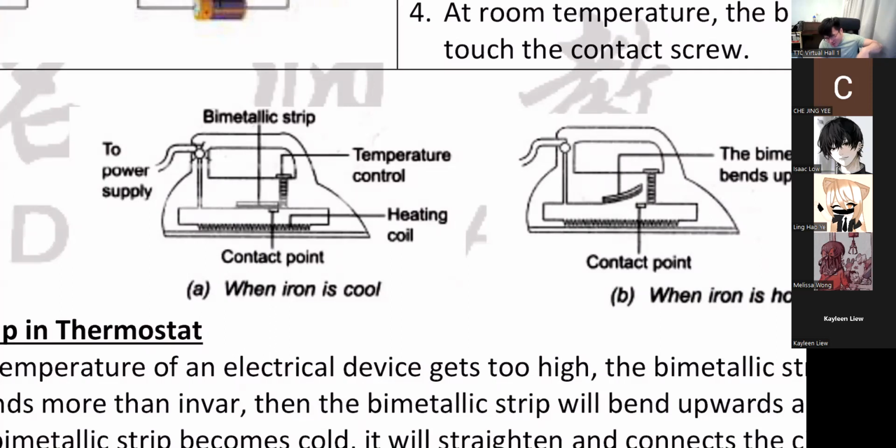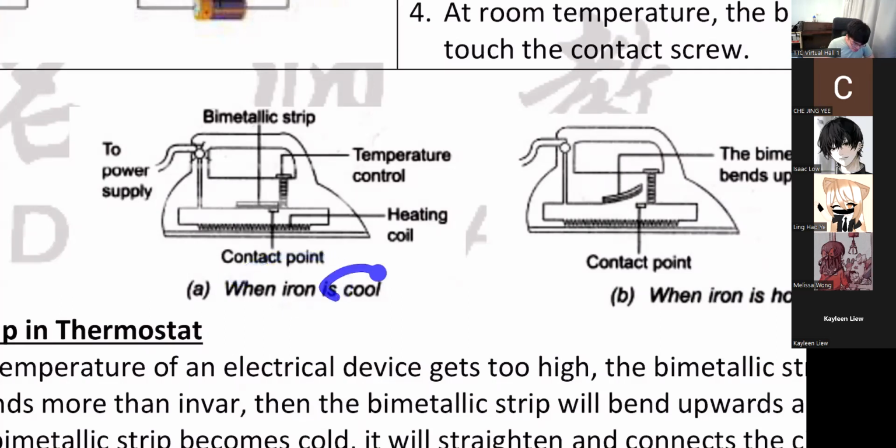When you're ironing your clothes, have you noticed this? When you iron halfway, the iron just switches off. The light goes off, and you hear a tick sound. Then you just continue ironing, and the thing connects back. So that's the bimetallic strip.